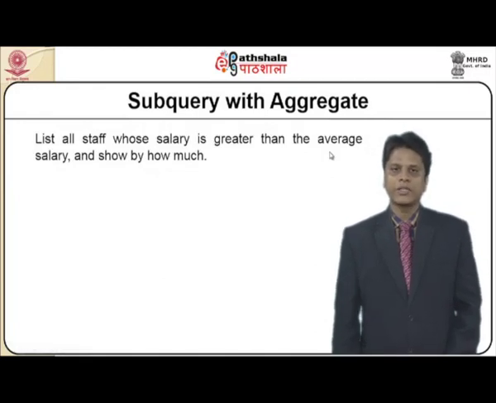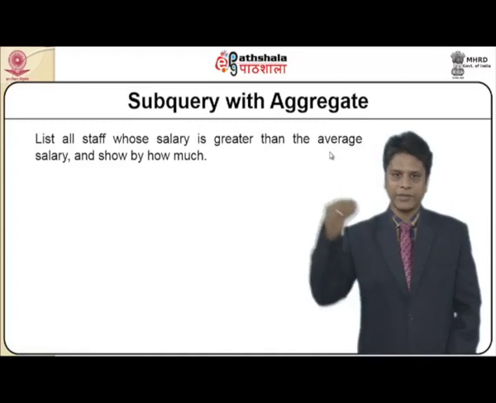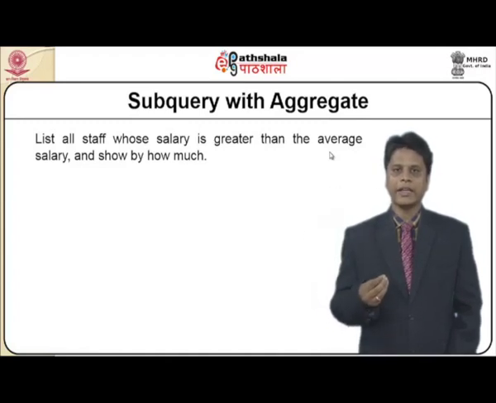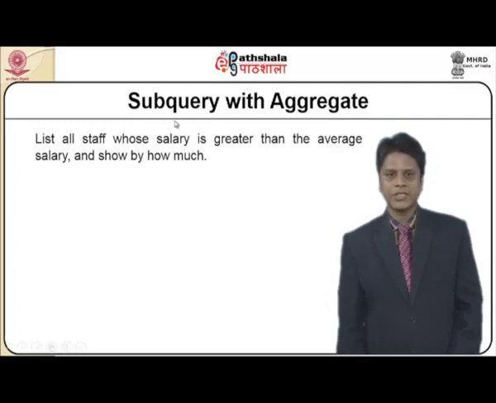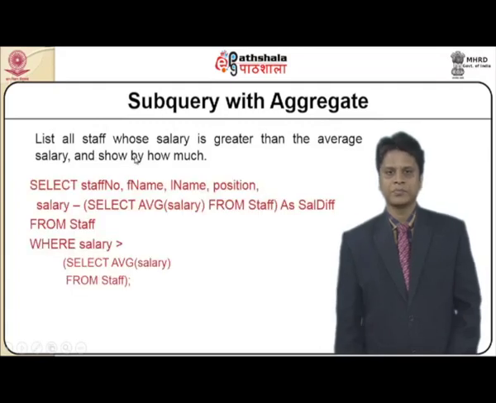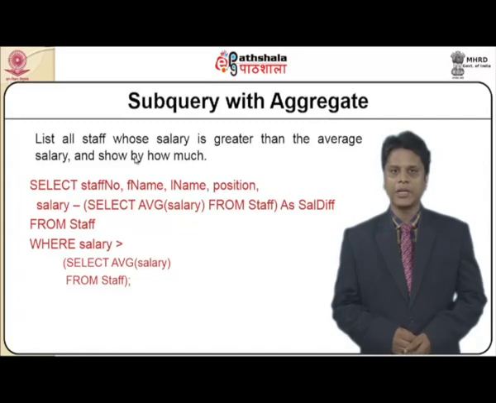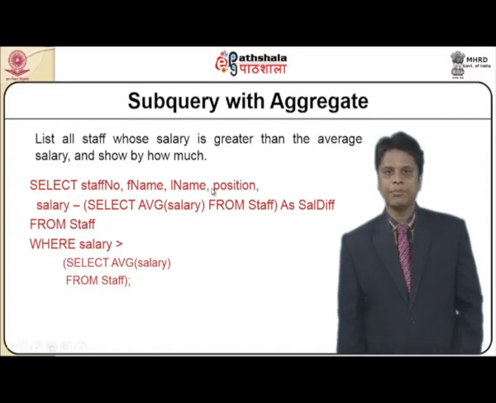The next query will be on the subquery with the aggregate functions that we have used. To recall, the aggregate functions that we have looked at in the previous session were count, min, maximum, average and sum. So list all staff whose salary is greater than the average salary and show by how much. Select staff number, first name, last name, position and salary minus select average salary from staff as salary difference.